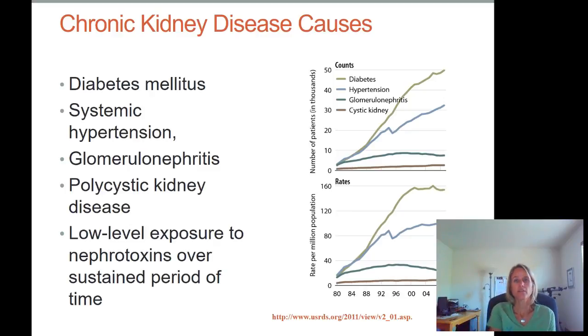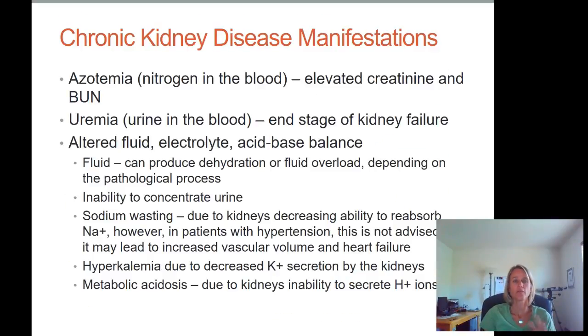Let's look at the causes of chronic kidney disease. The number one cause is diabetes mellitus, as we can see here on this graph. Next is systemic hypertension. So both these things are quite high. Other causes, though, include chronic glomerulonephritis, polycystic kidney disease, also shown here. Low-level exposure to nephrotoxins over a sustained period of time would be another possible cause. So what are the manifestations of chronic kidney disease?